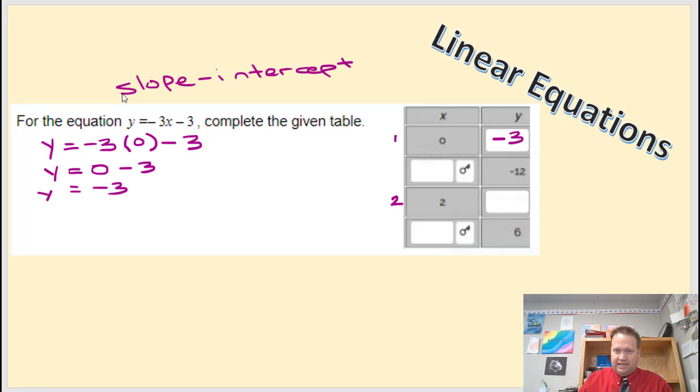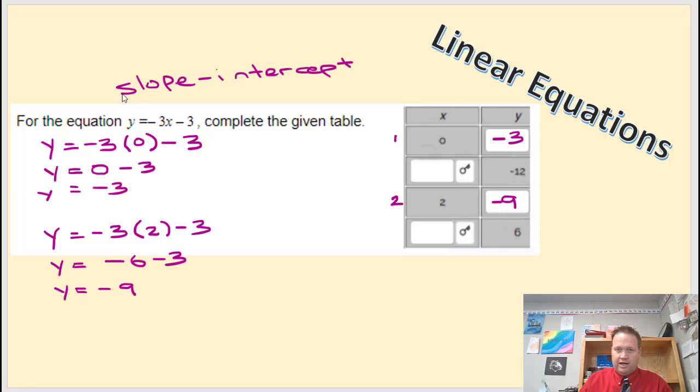So let's go ahead and take the second one. We're going to do the exact same process, but in place of the 0, we're going to put a 2. So that's going to be y equals negative 3 times 2, and then minus 3 again. So we'll take away 3, and negative 3 times 2 is negative 6, minus 3. And two negatives, we just add that up and we get negative 9. And so when x is 2, y is a negative 9.